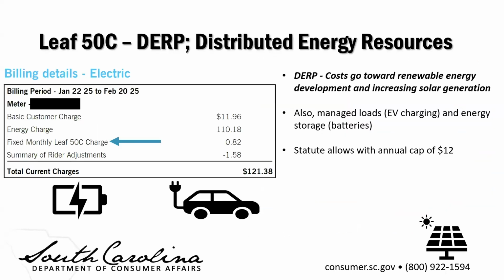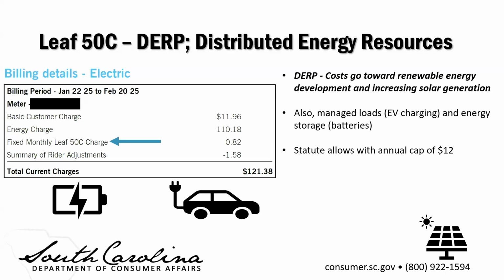So with that, we're going to jump right back into this table that appears on the last page of your bill. And we're going to talk about this LEAF 50C charge. This is a fixed charge, and it's related to and intended to cover the costs of distributed energy resources. We'll call it DERP, which is just distributed energy resource programs. These programs are based on state policy to promote the establishment of a reliable, efficient, and diversified portfolio of distributed energy resources throughout the state. And this is just meant to capture the incremental costs, or the costs to deploy these programs.